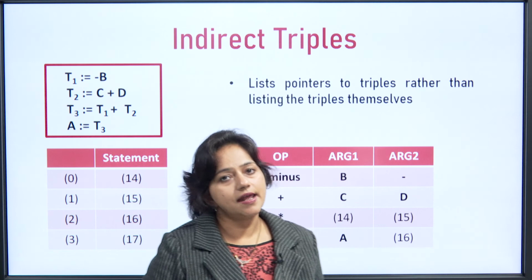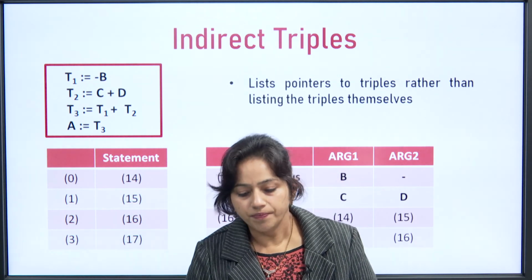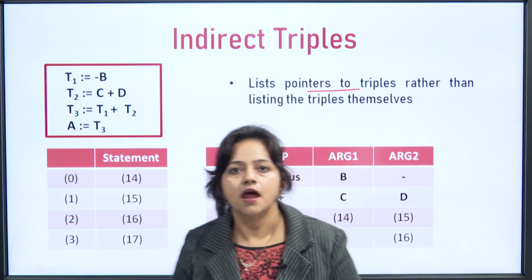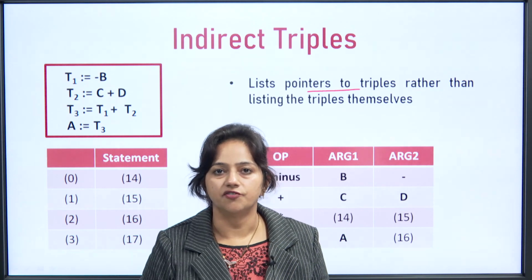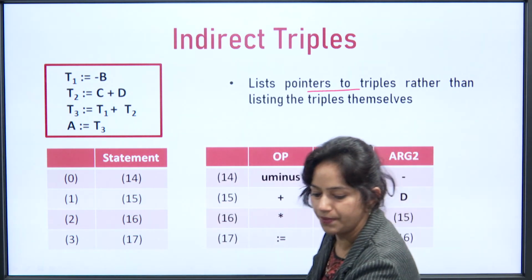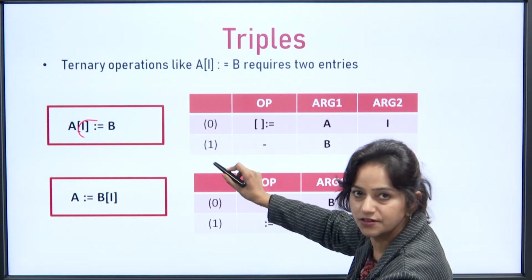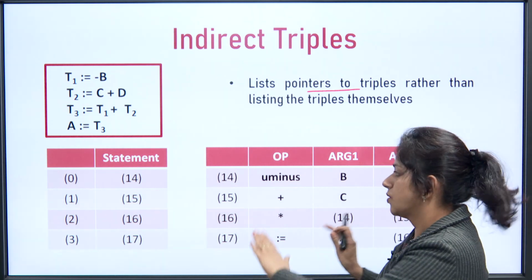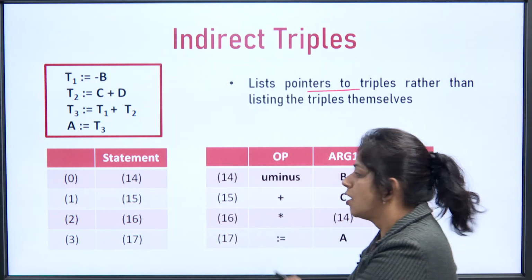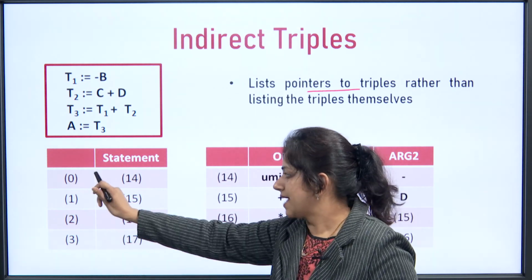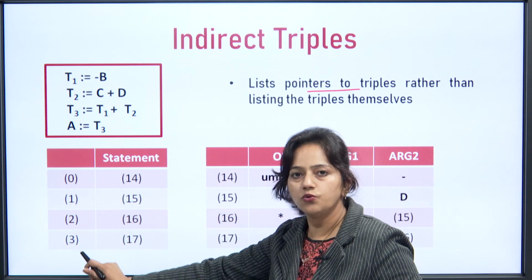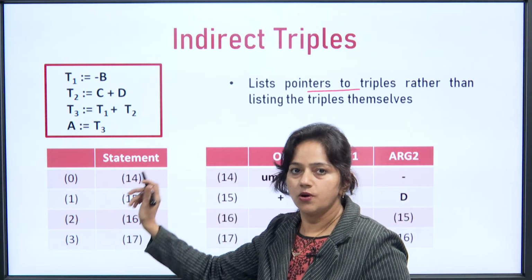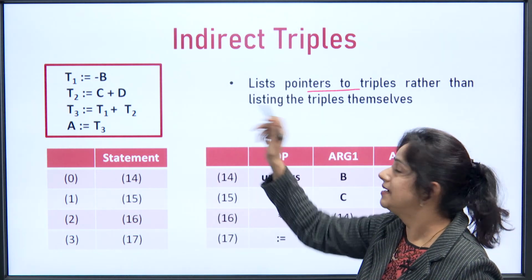Now, next is indirect triples. Here, this list points to triples rather than listing the triples themselves. We know that in the previous example we obtained indexes 0, 1, 2. Similarly, suppose here we have 14, 15, 16 and 17. Here we do the indirect referencing. We create one more table with indices like 0, 1, 2, 3 and record or store those indices. This is called indirect triples.